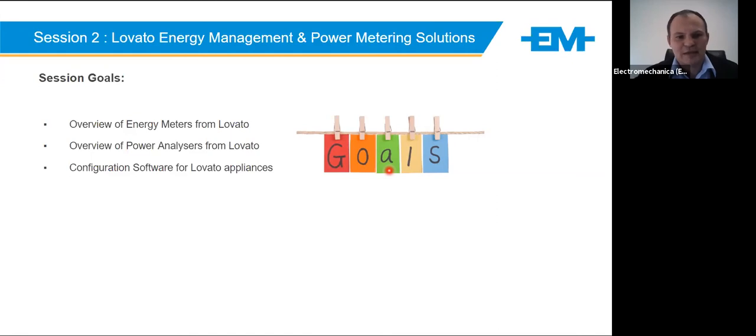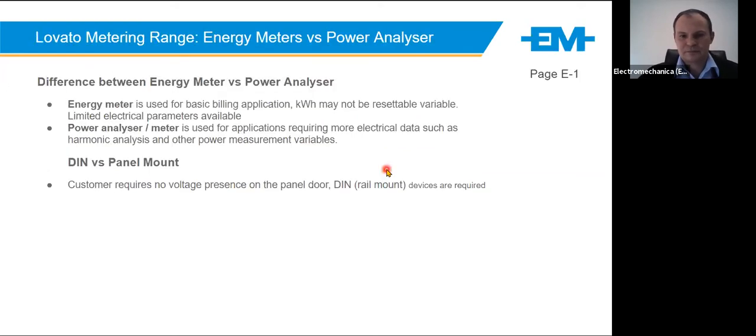So this part will have an overview of energy meters from Lovato, the power analyzers from Lovato, and the configuration software for the Lovato appliances. Just brief, and it's not limited to just Lovato. You would have an energy meter or a power analyzer or power meter. What is the difference between these two?